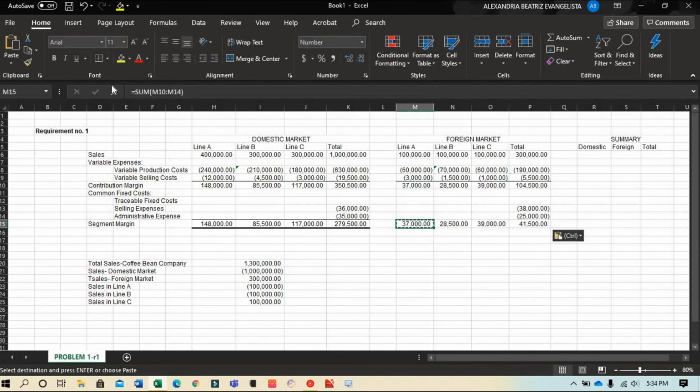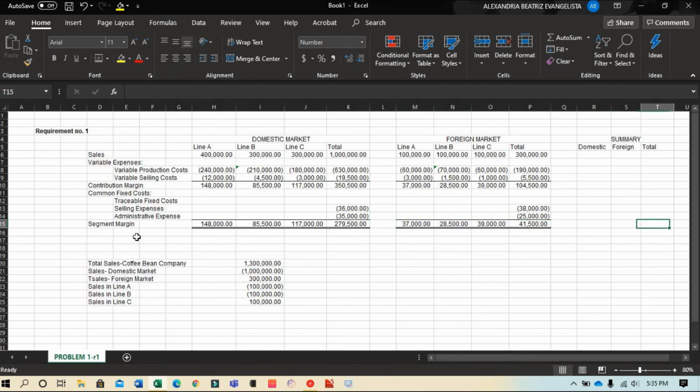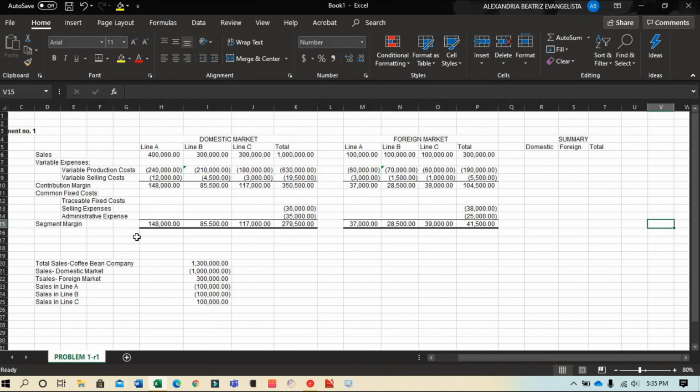There you go. So for line A, it is $37,000. For line B, it is $28,500. For line C, it is $39,000. And for the total segment margin under the foreign market, it is $41,500. So let's just double rule here. Okay. Now let's proceed to the summary.